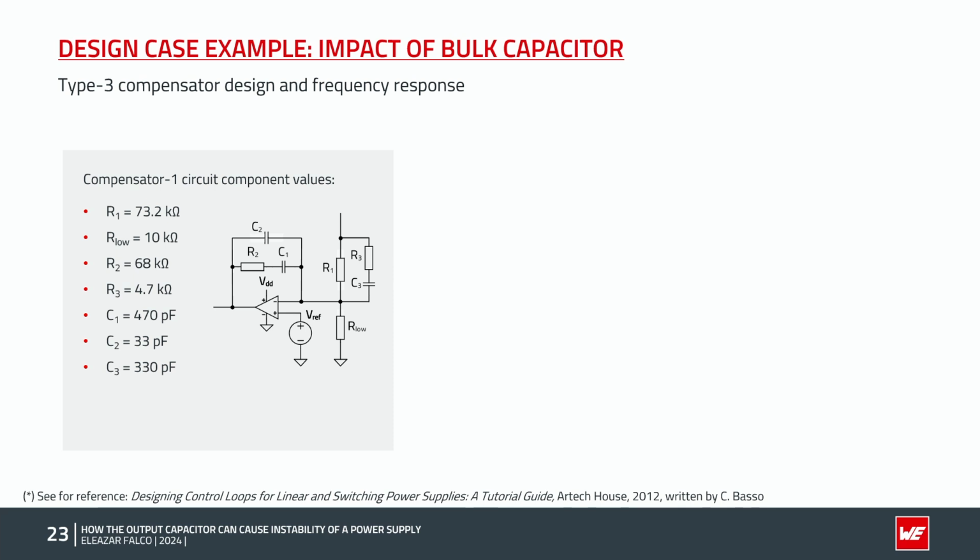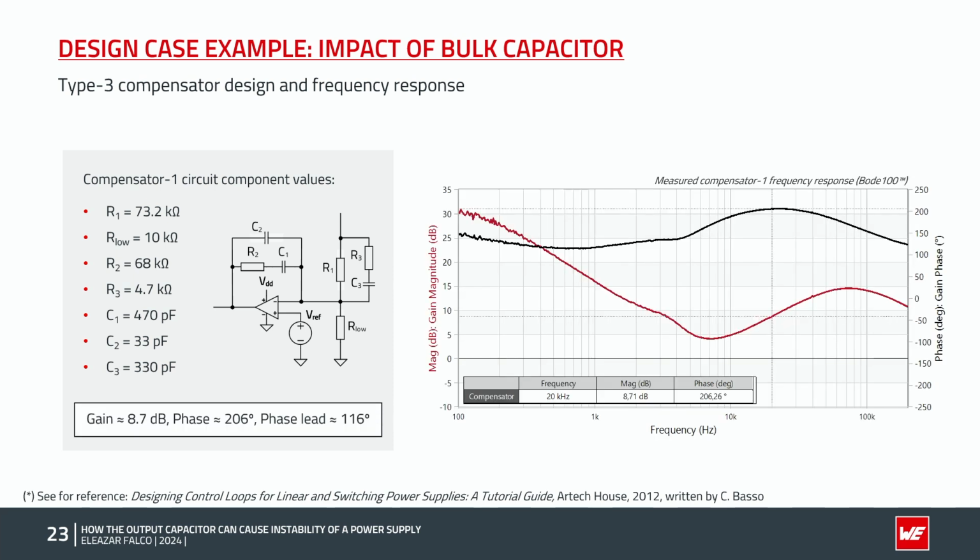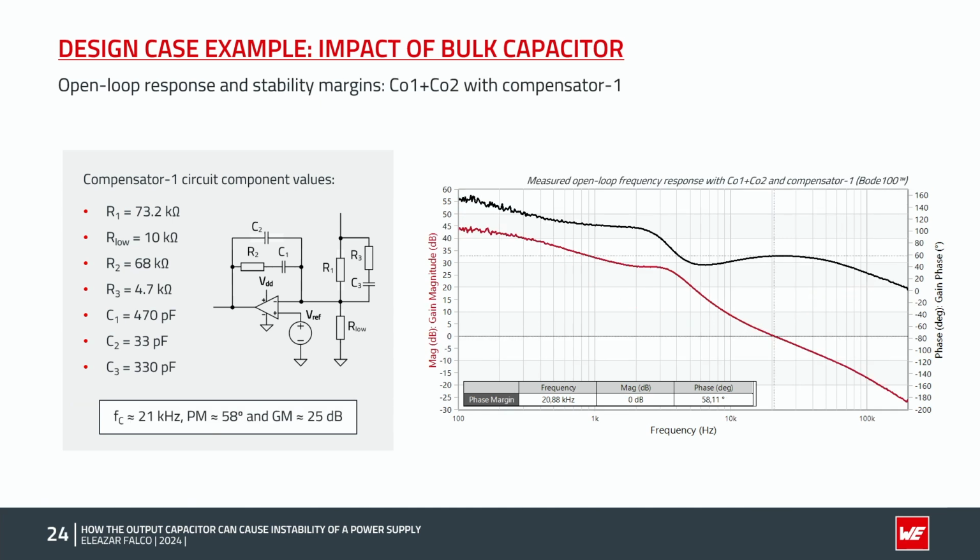Setting these compensator component values, the following frequency response of the compensator circuit is measured. It provides a gain and a phase lead at 20 kHz, which are very close to the target specification. And with this plant and compensator, this is the open loop frequency response which was measured, with a crossover frequency of 21 kHz and a phase margin of 58 degrees. The gain margin is also high at around 25 dB.